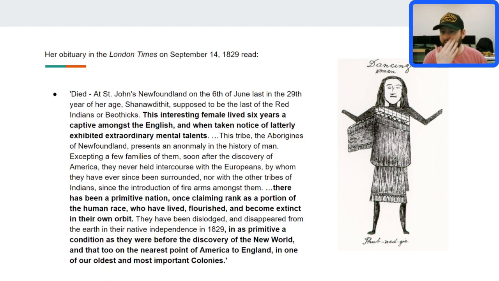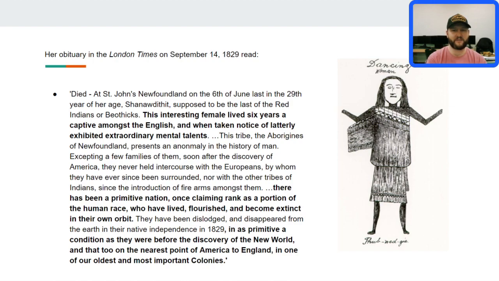Okay, so it's kind of interesting here. Called her the Dancing Woman. This is her obituary, September 14th, 1829. "Died at St. John's, Newfoundland on the 6th of June last, in the 29th year of her age, Shanawdithit." Okay, supposed to be the last of the Red Indians or Beothuk.